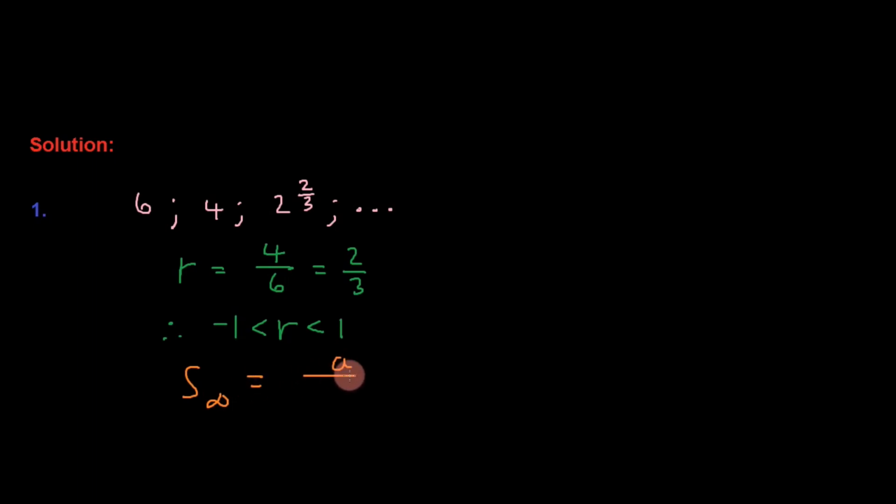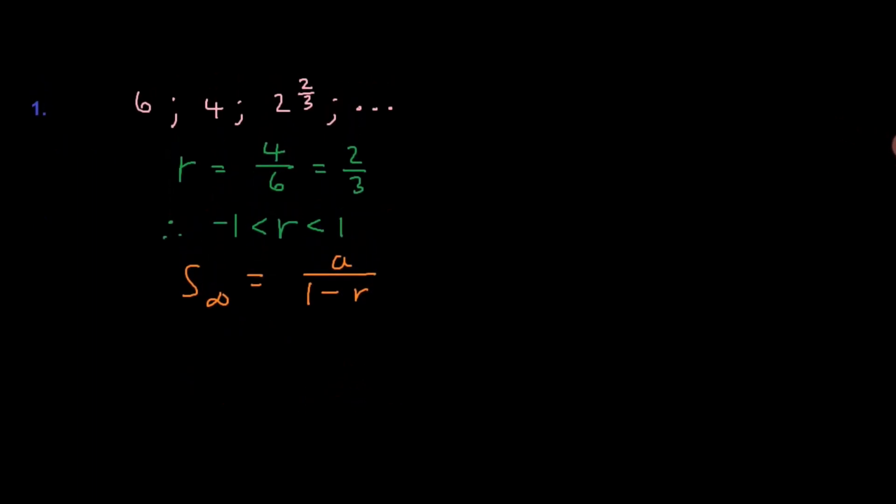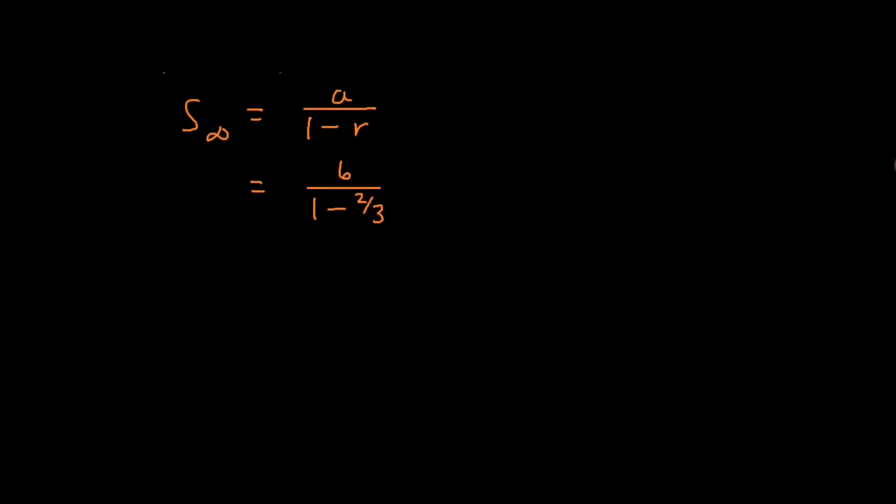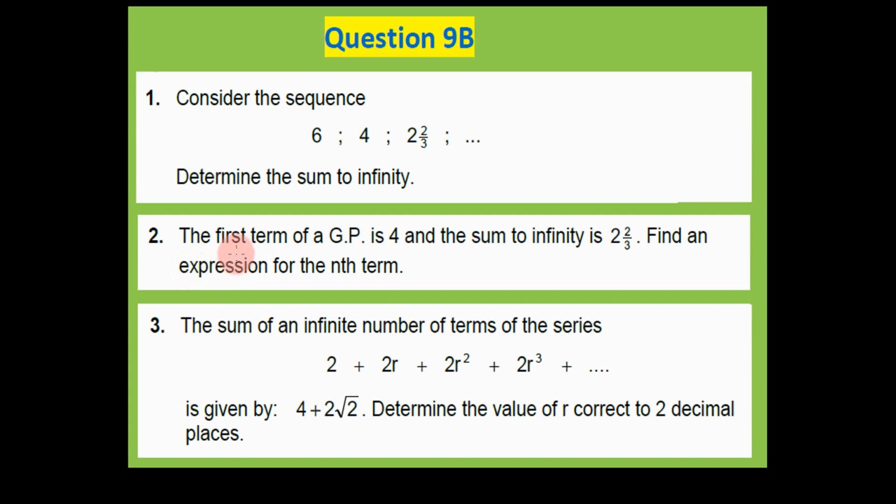We know that it's A over 1 minus R, and we can plug in our values. A is the first term, and that's 6. R we saw came to 2/3. And this we can work out on a calculator, and we see that it comes to 18. So the sum to infinity then is 18. So let's look at the second question.